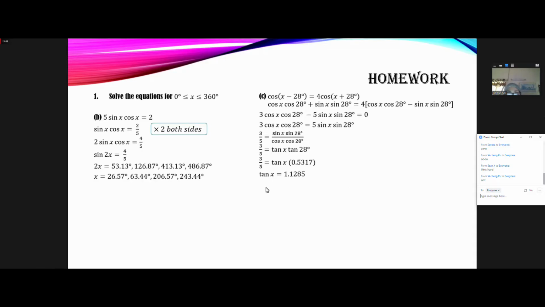Alright, after this, who asked me question just now? Is it Jaden? Okay, so did you get tangent x 1.1285? Your final answer should be 1.1284. Shift, tangent, same thing. Okay, so x is 48.45 for the first quadrant and for the third quadrant 228.45.